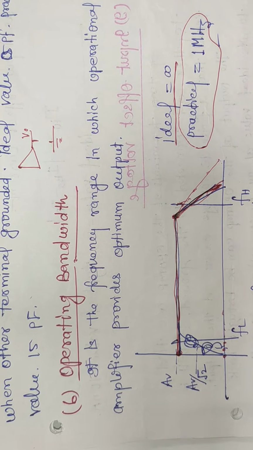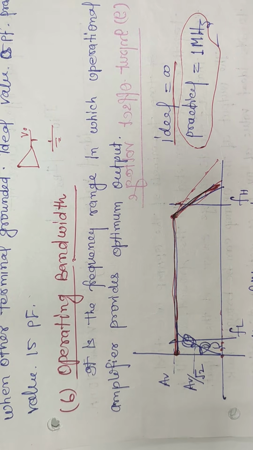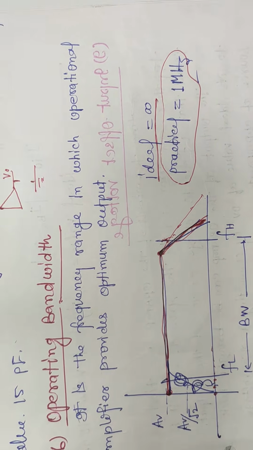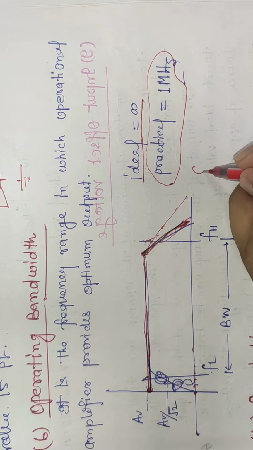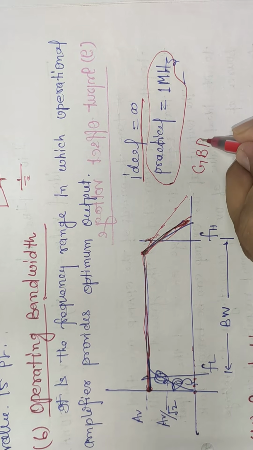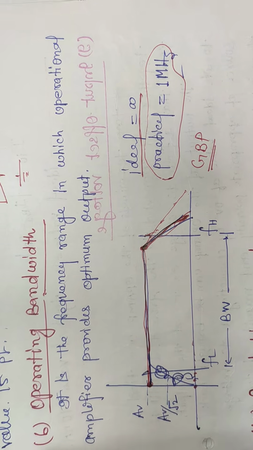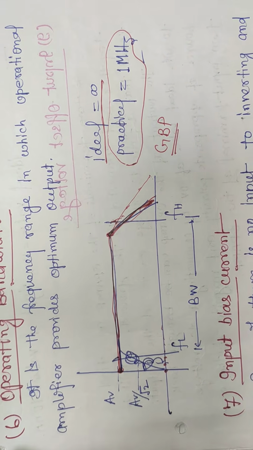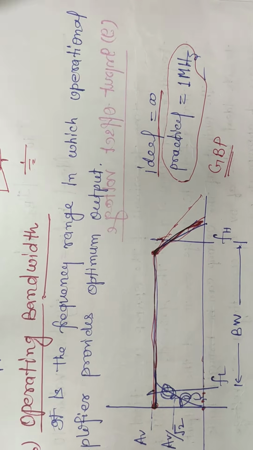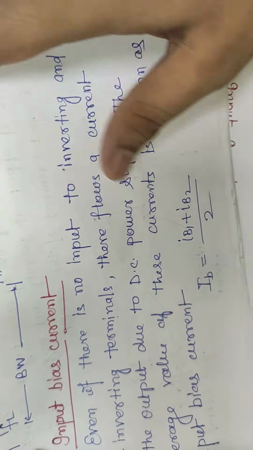One parameter is also called gain bandwidth product. If you multiply gain with the bandwidth, then it remains constant. So gain bandwidth product is one property of op amp that remains constant throughout all the frequencies. Okay. Next parameter of consideration is input bias current.